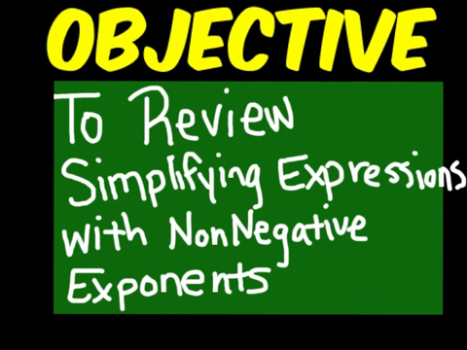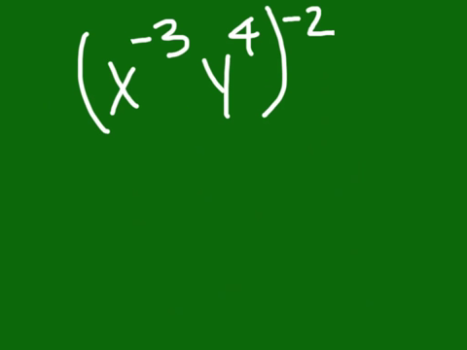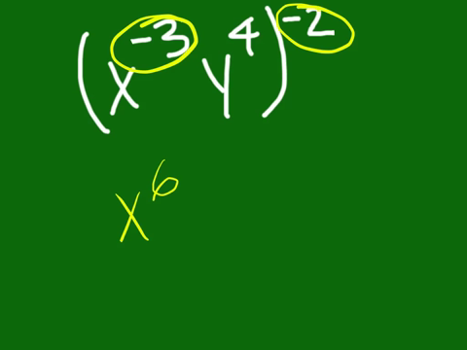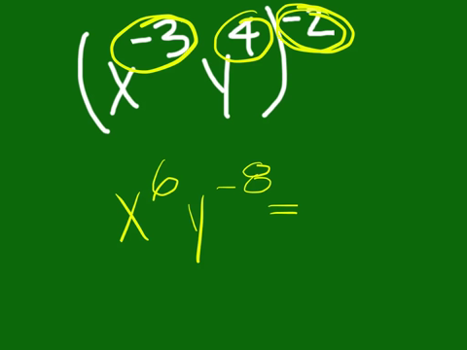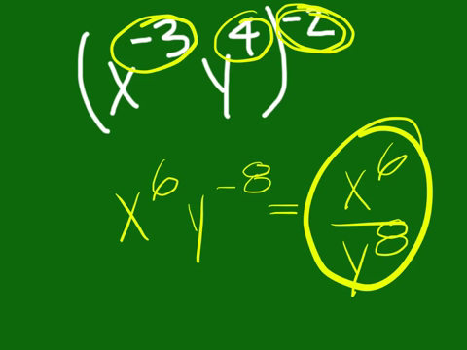To review simplifying expressions with non-negative exponents. Here's an example. This one is just a very simple basic problem. If I multiply through first, since it's a small problem, negative 2 times negative 3 gives x to the 6th, and negative 2 times 4 gives y to the negative 8th. What's the only thing I have to do to simplify this problem now? Move it down to the bottom, y to the 8th. And this would be your final answer.